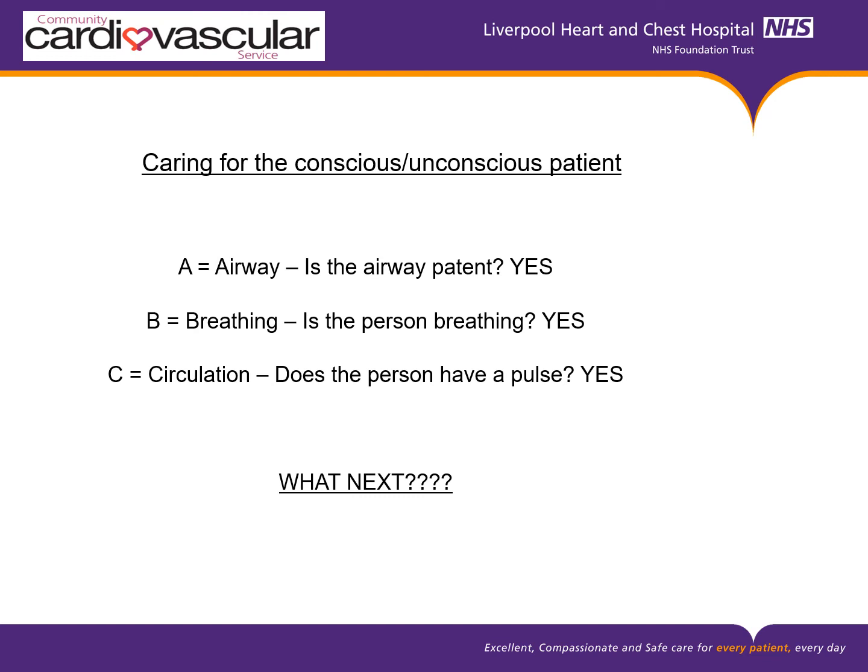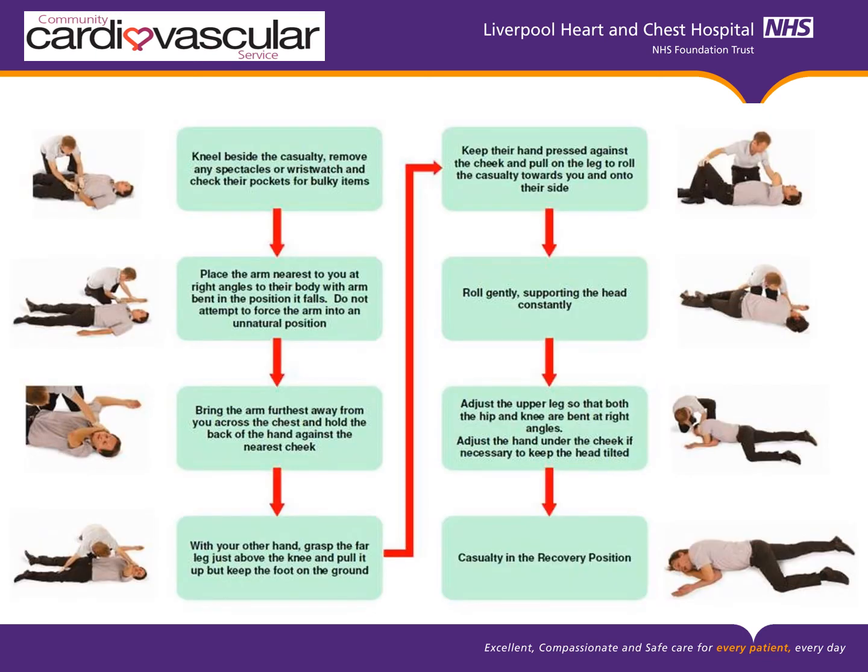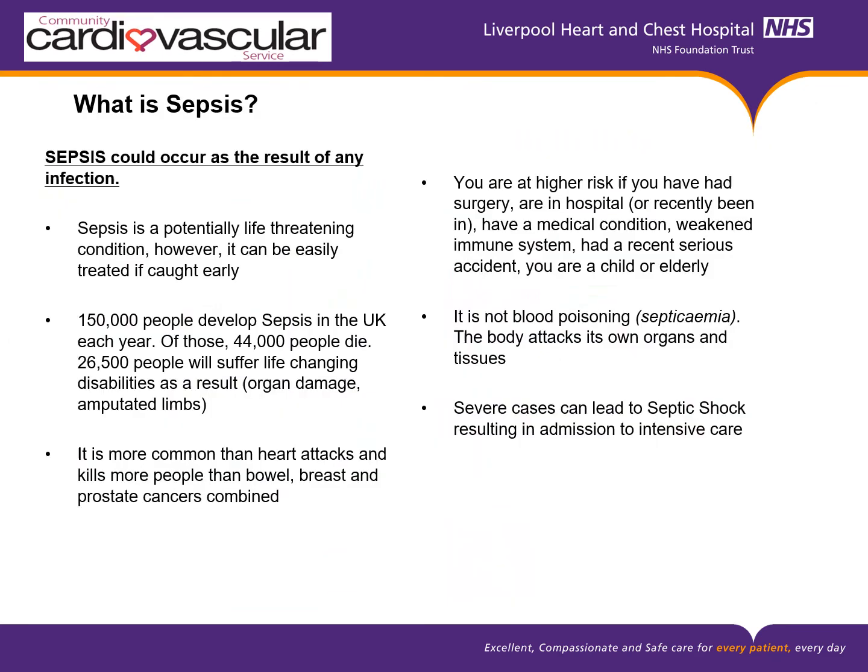Okay, now let's talk about what to do if somebody is breathing, their airway is patent and they do have a pulse, but they are still not responding to you. First of all, it is still an emergency situation, so I would call 999. Gently lie the patient onto their side and put them in the recovery position. Please see the illustrations on the presentation for guidance. Wait with the person and ensure they are safe until help arrives.